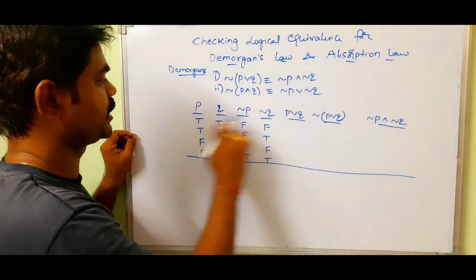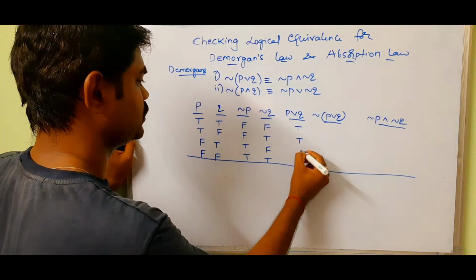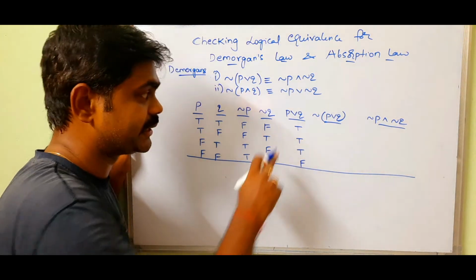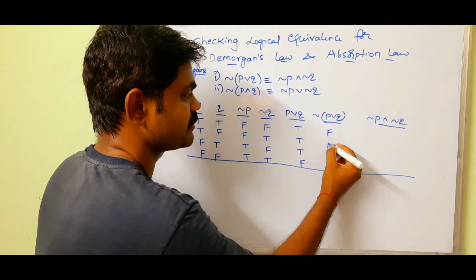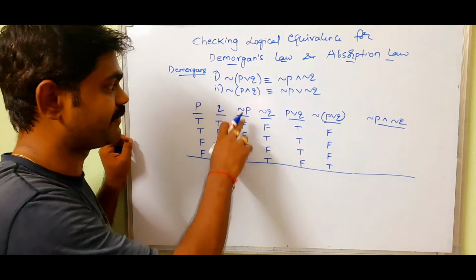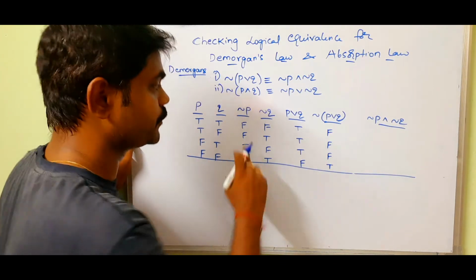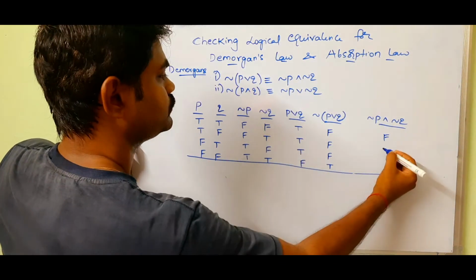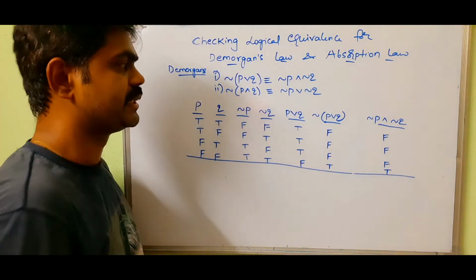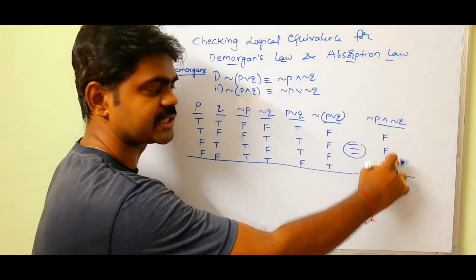Okay. So what is P or Q? If either one is true, it will be true. So true, true, true, false. What is negation of P or Q? Exactly opposite to this: false, false, false, true. So what is negation P and negation Q? For and, both should be true, then only it will be true. So false, false, false, true. So have we got the same values or not? False, false, false, true. False, false, false, true.